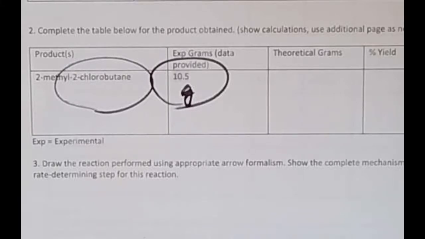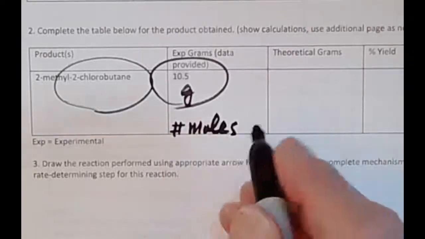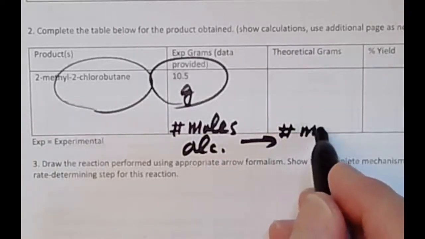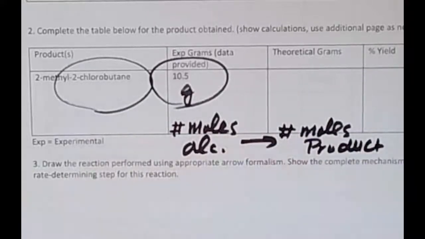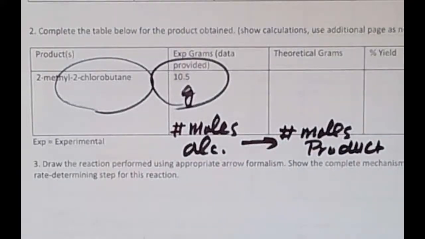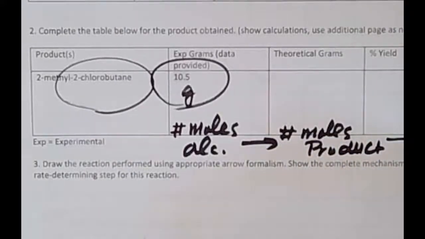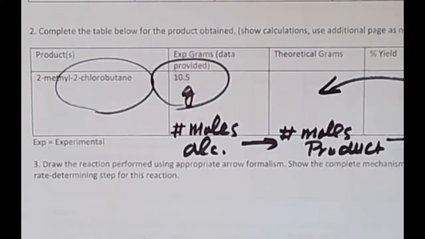Now remember what the yield is. So the yield is, assuming every mole I have of the alcohol went to the same number of moles of the product. It's not always true, right? So if I convert the number of moles of the product to grams of product, that goes here. So that's what we ask students to do.